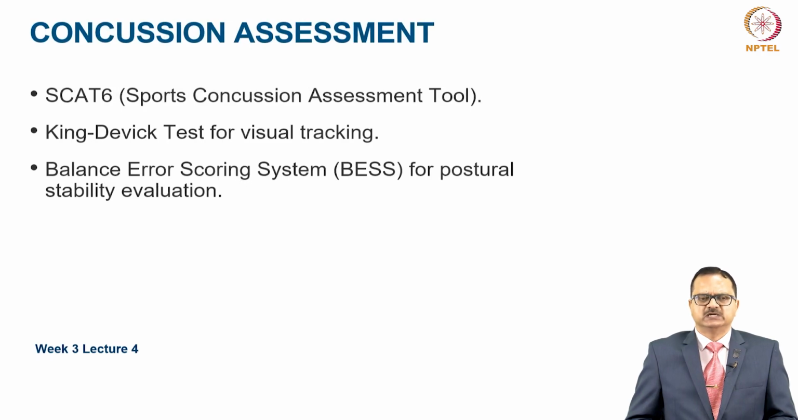Concussion assessments are usually done by something called SCAT-6, called Sports Concussion Assessment Tool. In boxing and sports where head injury is common, we use King David test for visual tracking. Please note, SCAT-6 and KD test should be done prior to the event as a baseline analysis, so that if the athlete is injured during the event, you have a baseline to compare yourself with. You may use balance error scoring systems for postural stability evaluations.